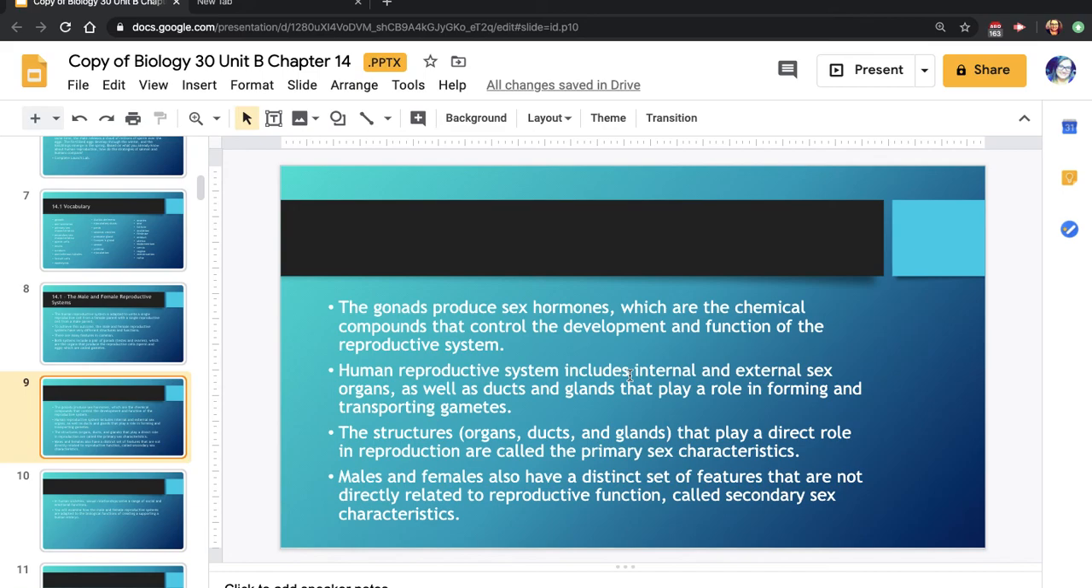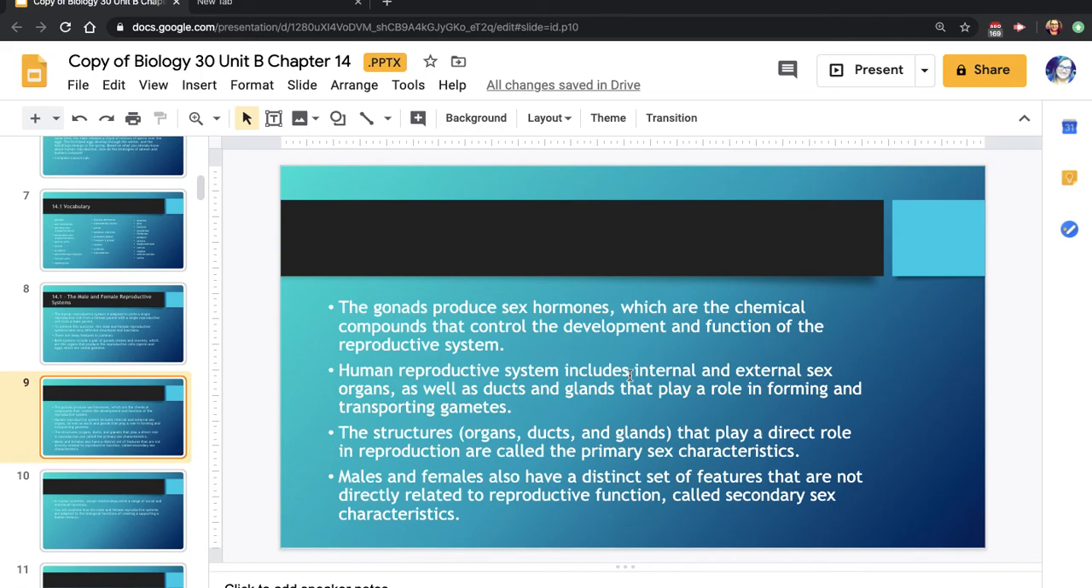The human reproductive system includes internal and external sex organs, as well as ducts and glands that play a role in forming and transporting gametes. So if we're looking at the reproductive system, the main point of it all is that these sex cells are created, transported, and able to get to each other. That's really the point of life, if we think of an evolutionary perspective, is that you reproduce. I know that's not our main goal in life, but if we're thinking about it in an evolutionary perspective, it is to pass our genes on to the next generation.